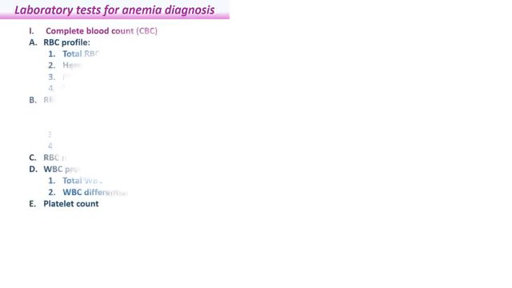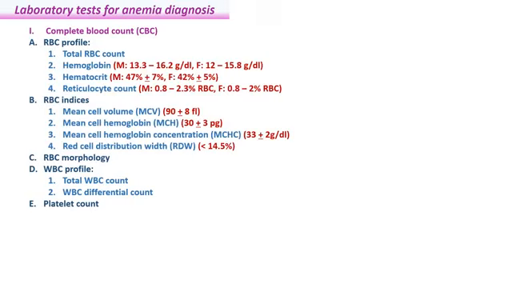Come to the laboratory tests for anemia diagnosis. First is the CBC or complete blood count. Under this heading, it is RBC profile, RBC index, RBC morphology, WBC profile, and platelet count. Under the heading of RBC profile, that is total RBC count, hemoglobin, hematocrit, and reticulocyte count. Under the heading of RBC index, it is mean cell volume, mean cell hemoglobin, mean cell hemoglobin concentration, and red cell distribution width, that is RDW.